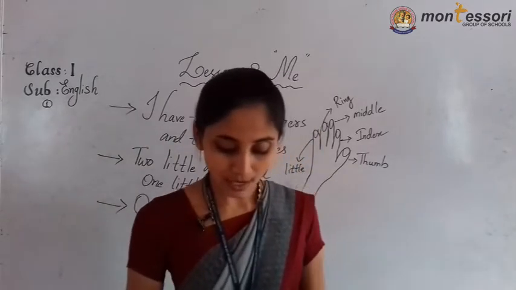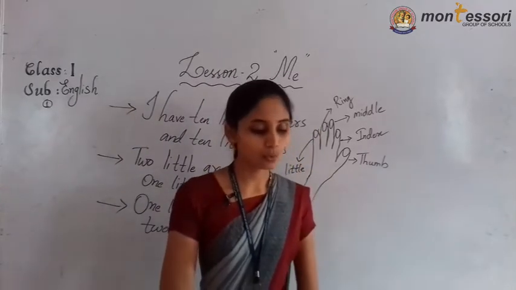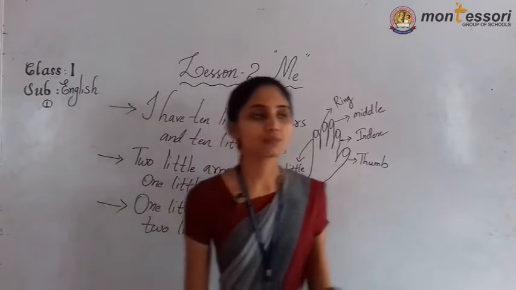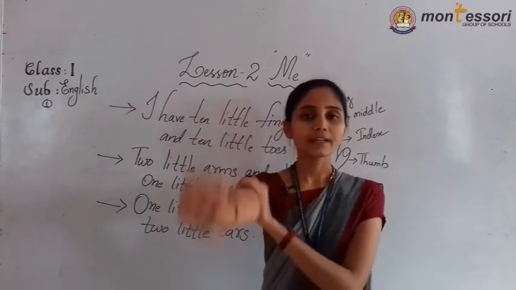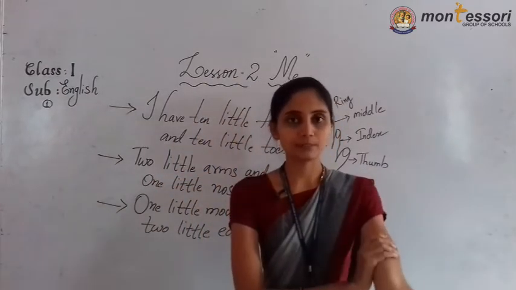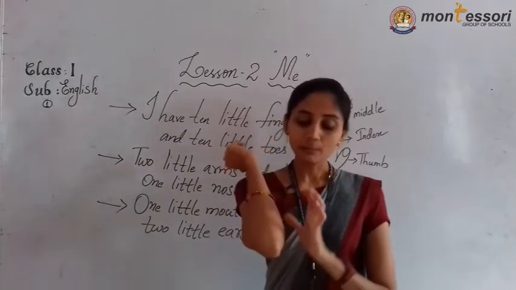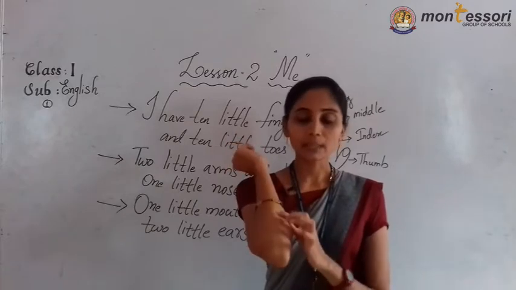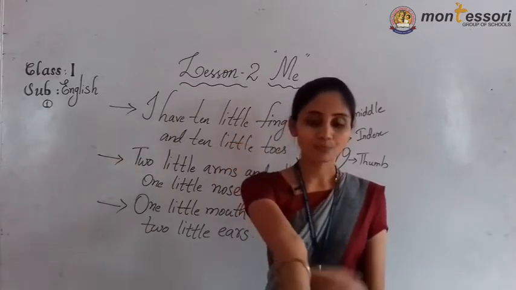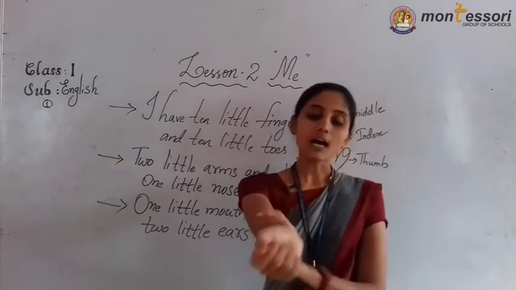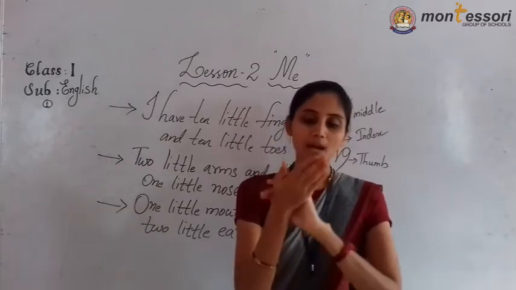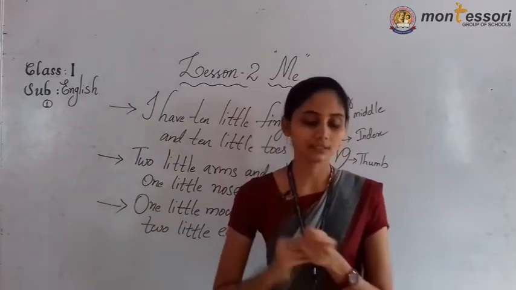Next, 2 little arms and 1 little nose. Arms, see, we have 2 arms, right arm and left arm. See, this is upper limb and this is lower limb. This upper limb and lower limb are connected with the elbow, and this arm is connected with the palm. This palm is connected with our fingers.